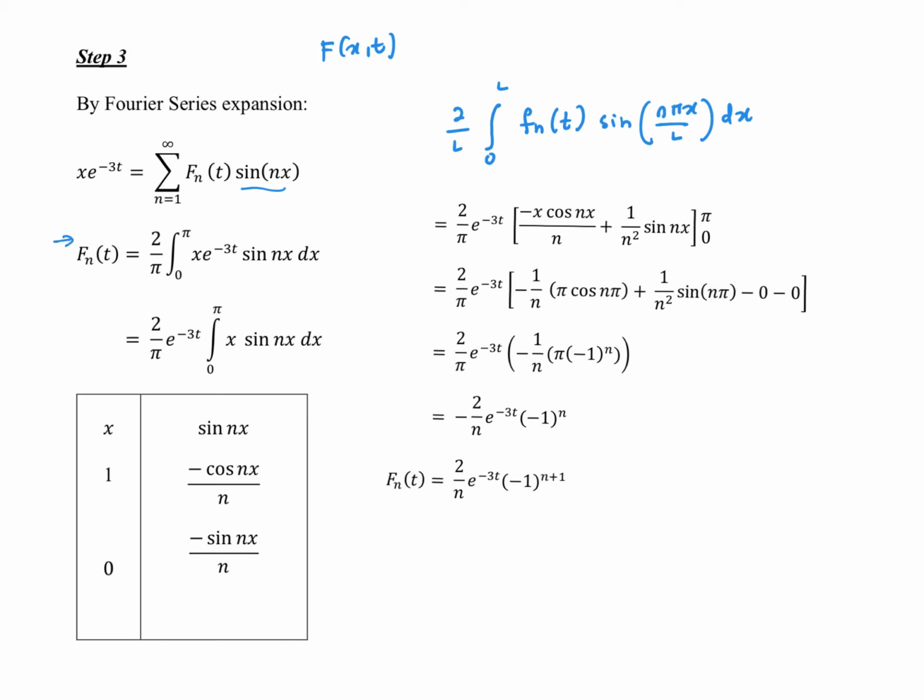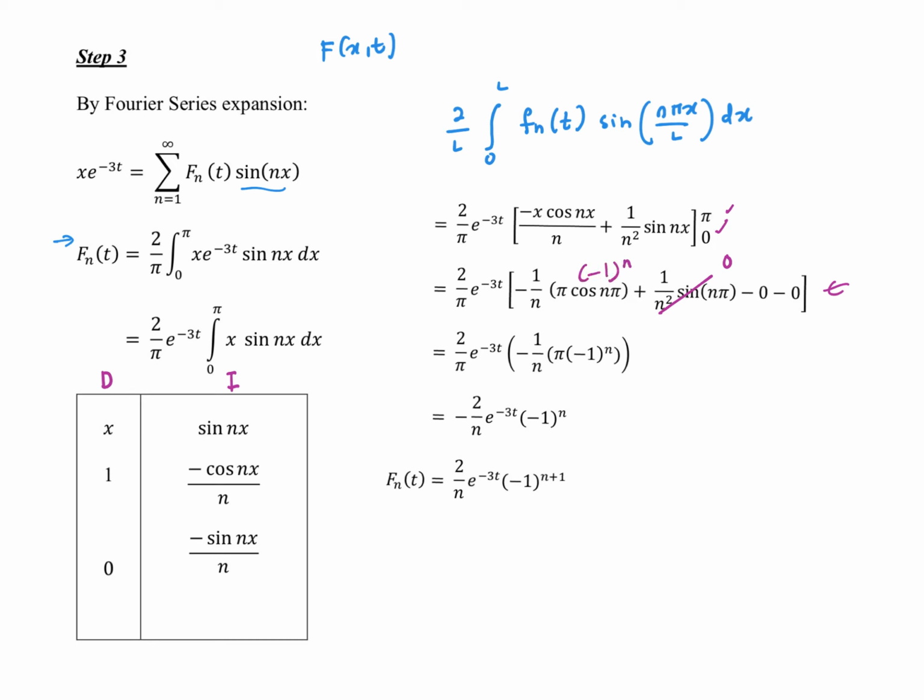So we just solve this by using integration by parts. So the left one is differentiation, the right side is integration. And then we just substitute the limits of the integral, which are 0 to pi, and then we will get this one. So sin(n pi) is equal to 0, and cos(n pi) is equal to (-1) to the power of n.